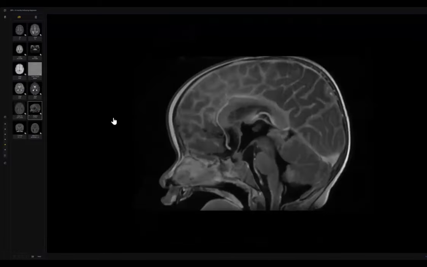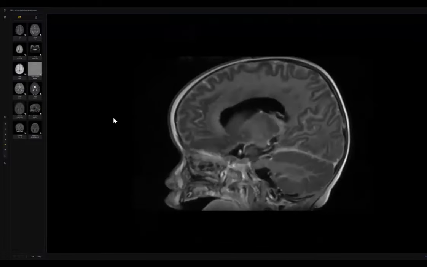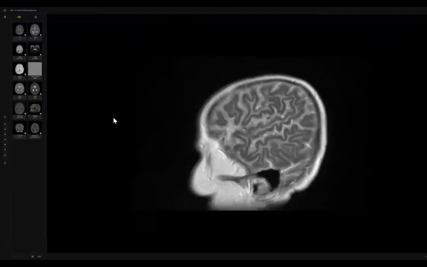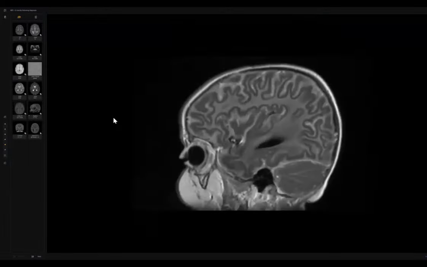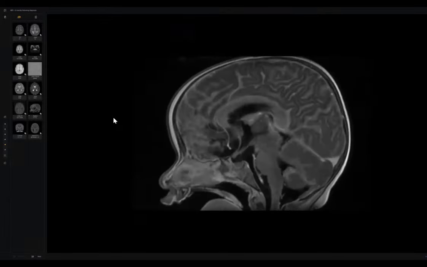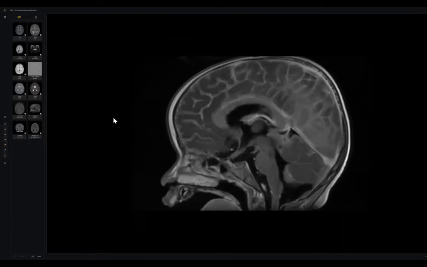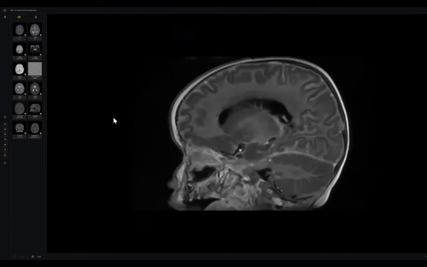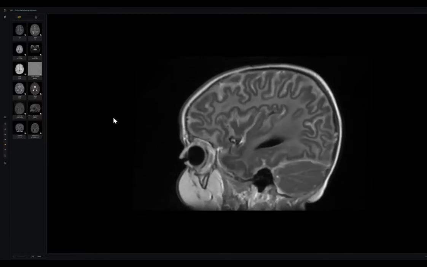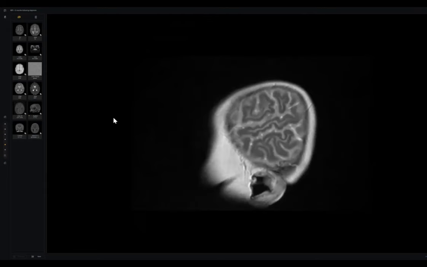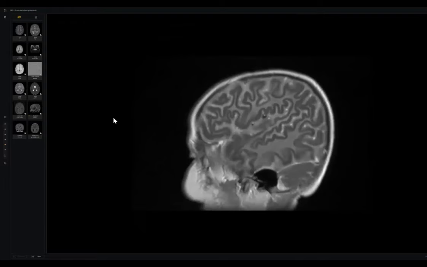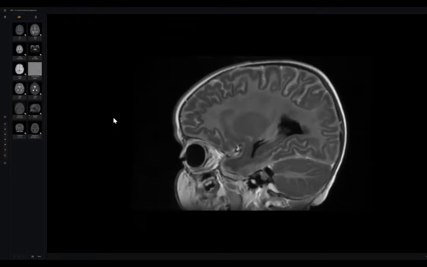Take this one. What do you think? Okay, sir. These are the sagittal T1 weighted MRI images of the brain, in which I can see that there is some hydrocephalus.